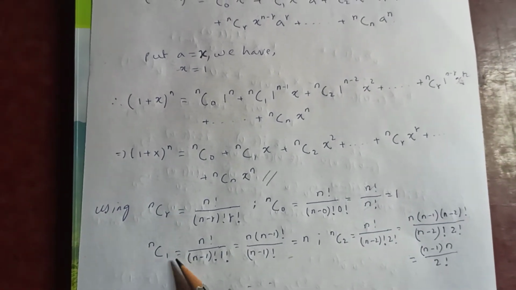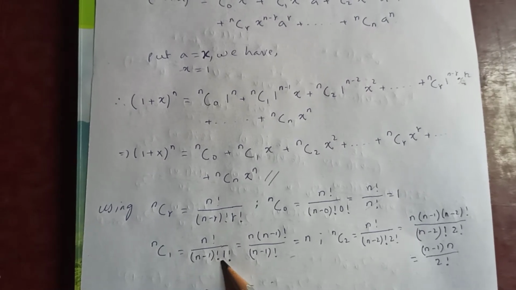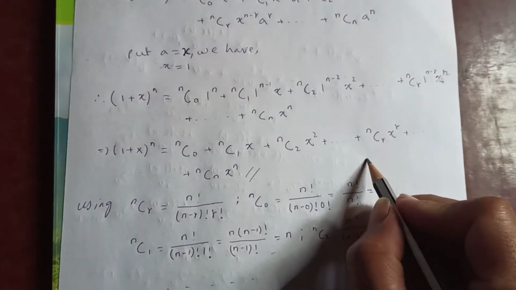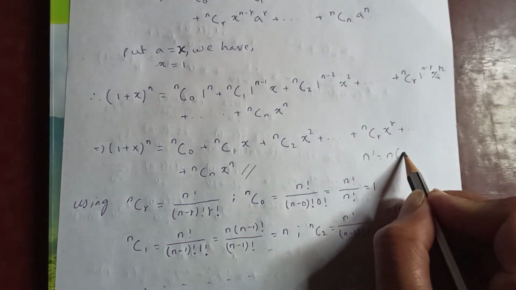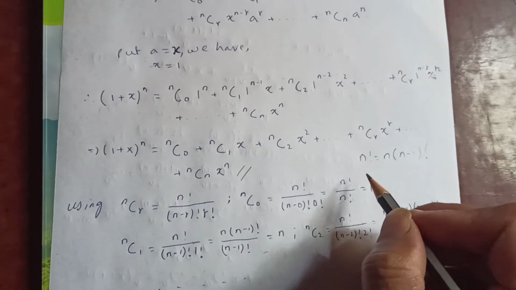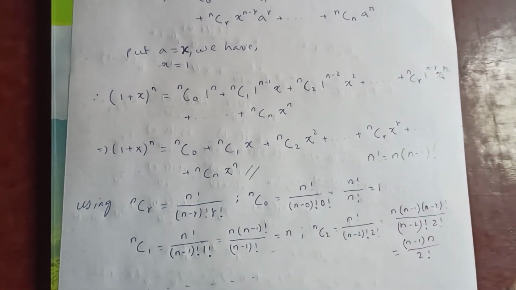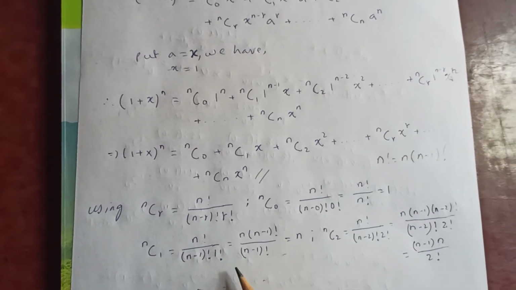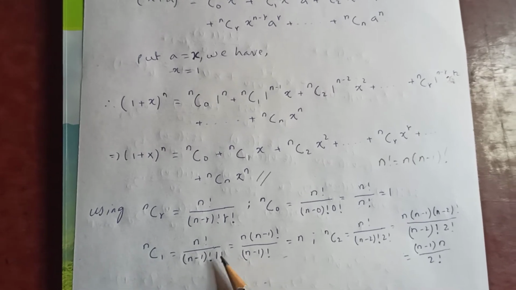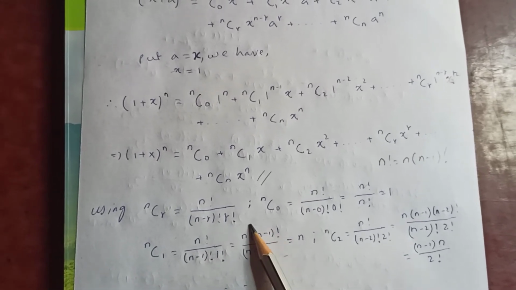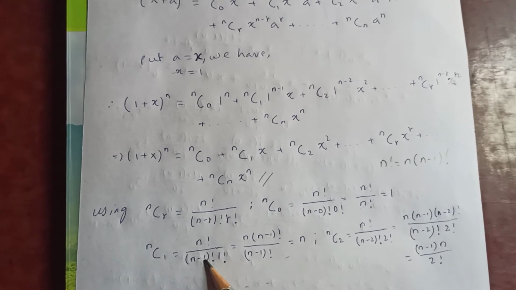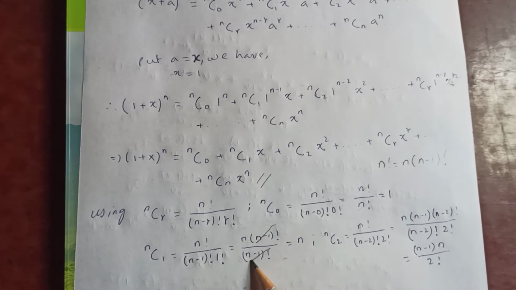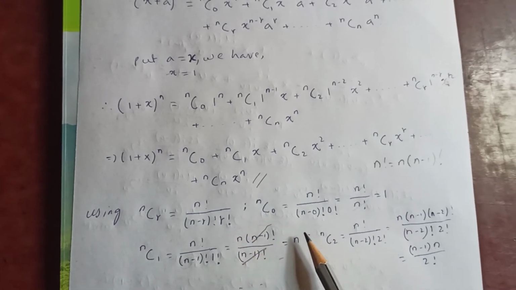And nC1 is n factorial by (n minus 1) factorial into 1 factorial. Here n factorial can be written as n into (n minus 1) factorial, because factorial means it decreases. Then (n minus 1) factorial upon (n minus 1) factorial into 1 factorial, which is just 1. Why do we expand this? Because in the denominator there is (n minus 1) factorial, so we can cancel out these two. So we are left with just n.